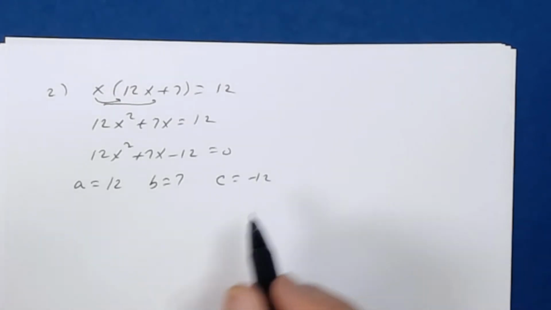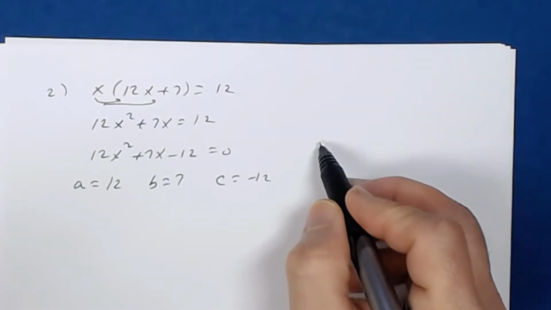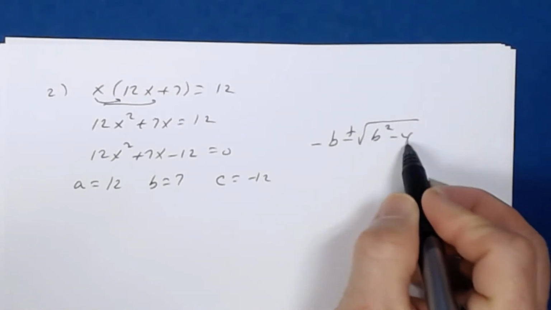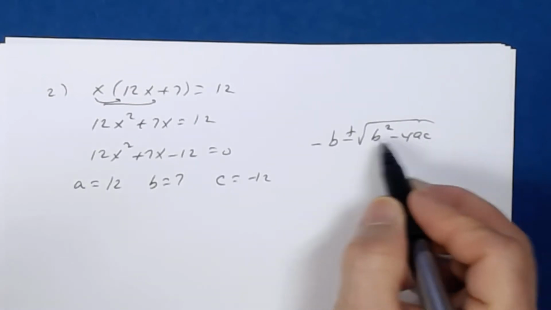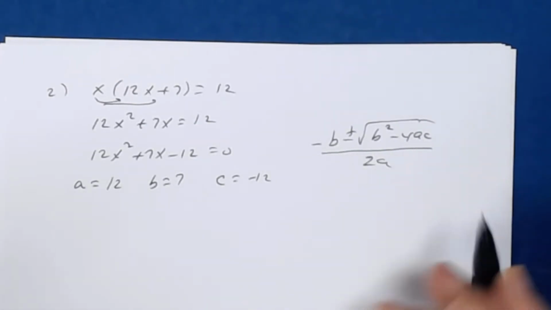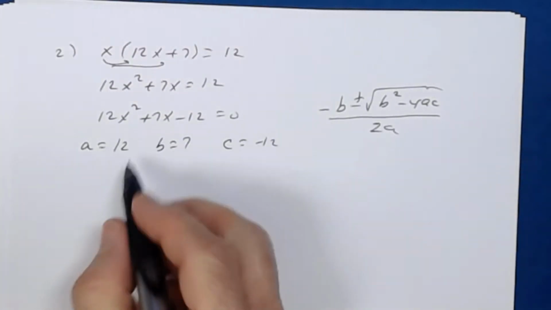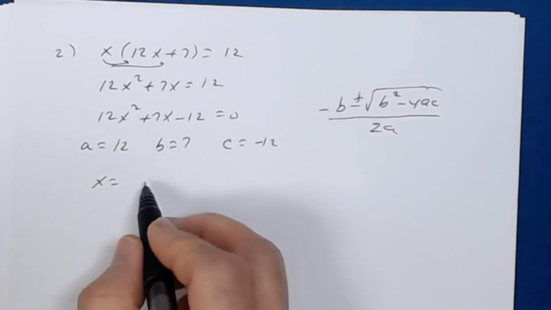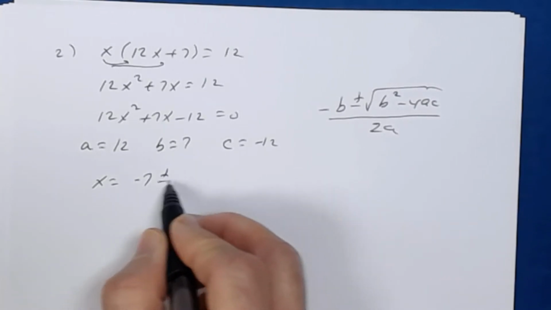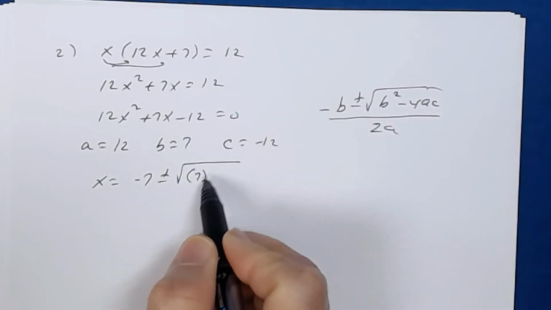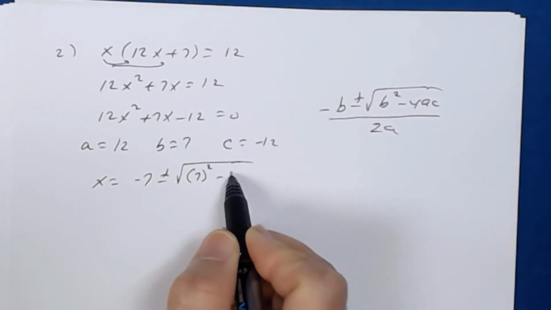All right, so let's go to the quadratic formula. The quadratic formula says I'm going to take the opposite of b, plus or minus the square root of b squared minus 4ac. The discriminant is b squared minus 4ac, all divided by 2a. And so I get x equals the opposite of b. b is 7, so the opposite of 7 is negative 7, plus or minus the square root of b, which is 7. Put that in parentheses, squared, minus 4.